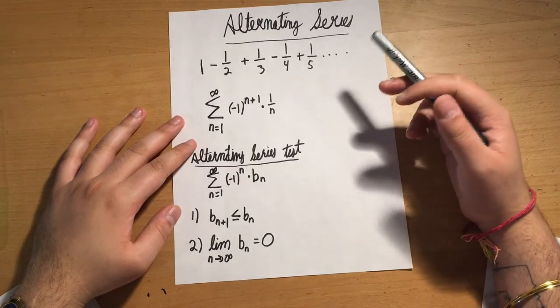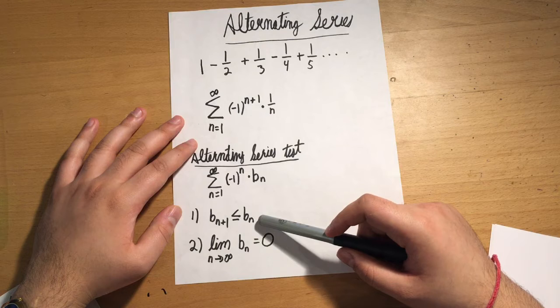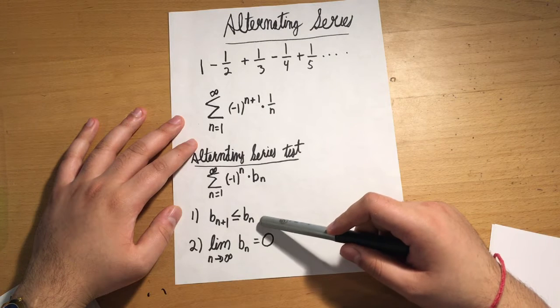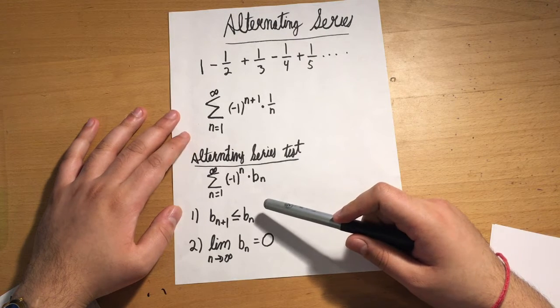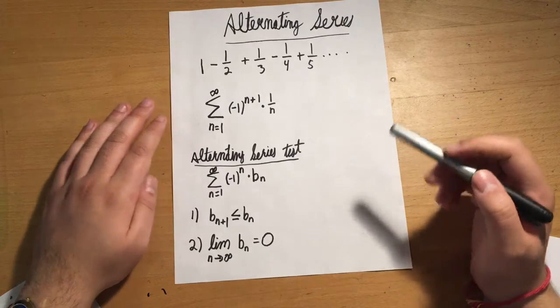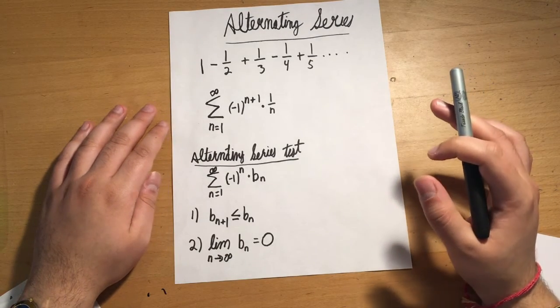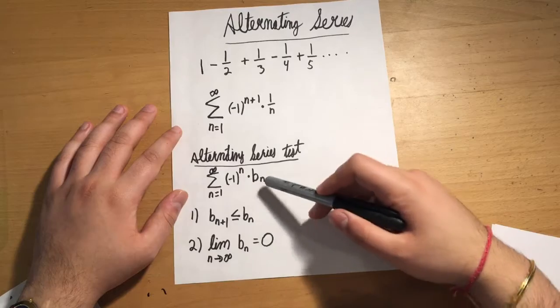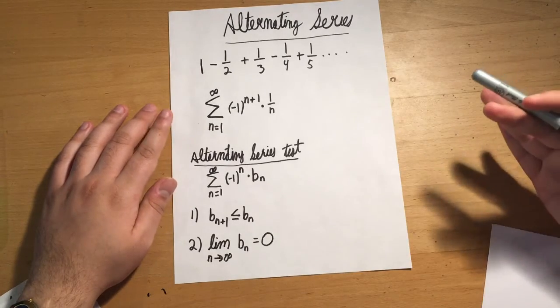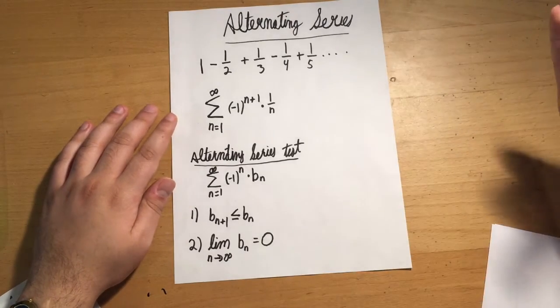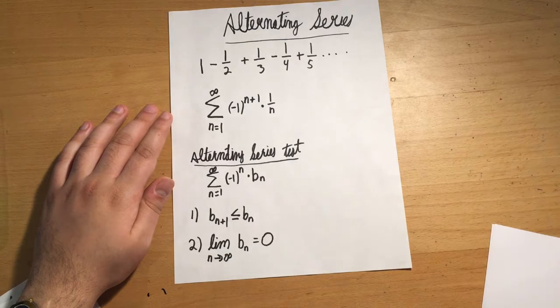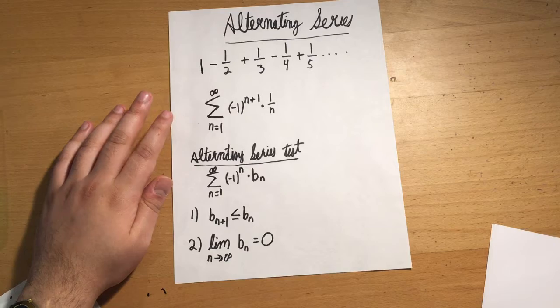Now, here are the two conditions. First, b sub n plus 1 must be less than or equal to b sub n. What that means is that at a certain point, your function b of n needs to be decreasing. It doesn't need to be decreasing forever. There are plenty of times where it only has to be eventually decreasing.